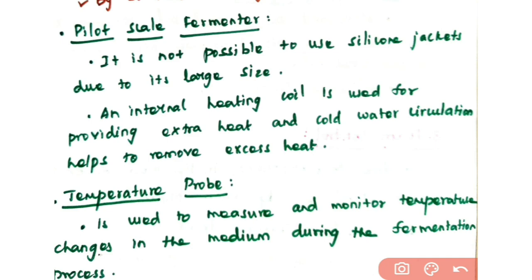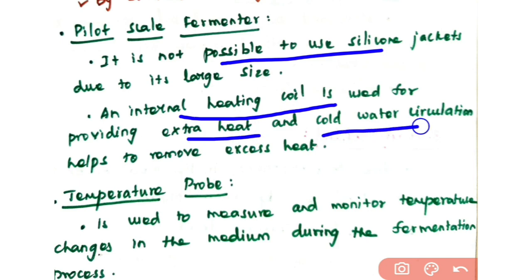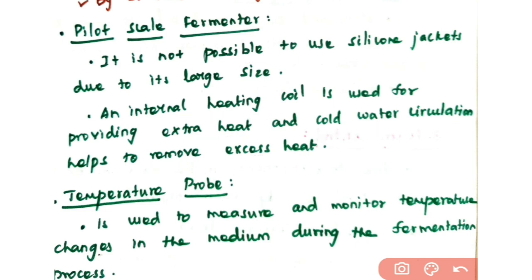Then in a pilot scale fermenter, it is not possible to use silicone jackets due to the larger size of your fermenter. In a large scale fermenter, you may have an internal heating coil which is used to provide extra heat, and cold water circulation helps to remove excess heat. If you want to heat your system, you can circulate hot water, or if you want to minimize the temperature of your process, then you can circulate cold water. So this internal coil is used for both heating and cooling the system.